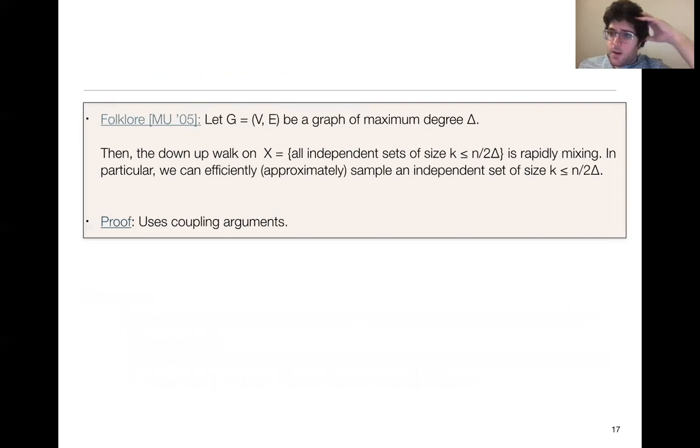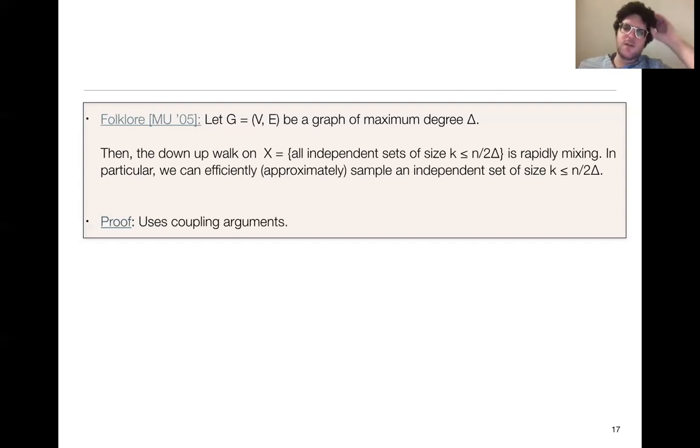Okay, let me talk about a few applications that have emerged from our work. One is the application of Lap Chi and I from our paper on sampling independent sets of fixed size. There is this folklore result that says whenever you have a graph of maximum degree delta, you can just do this down-up walk on the collection of independent sets of size k up to n over 2 delta, and it's going to be rapidly mixing. That is, you can approximately sample an independent set of size k smaller than n over 2 delta.